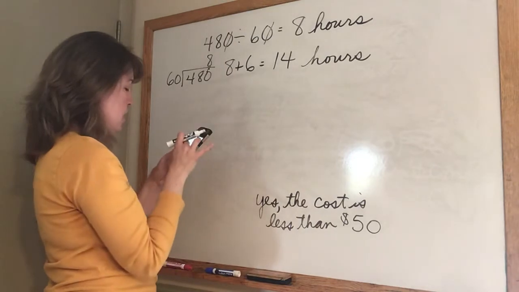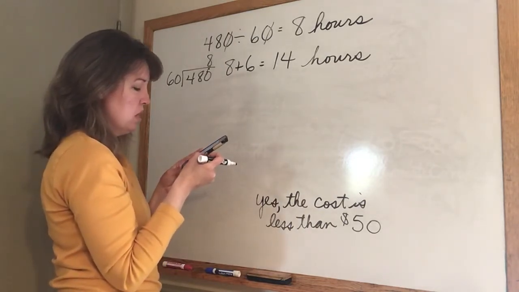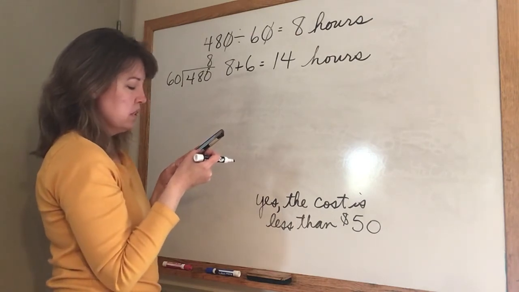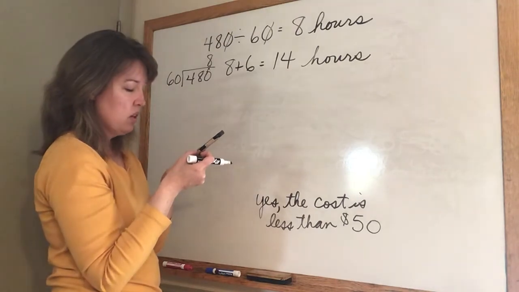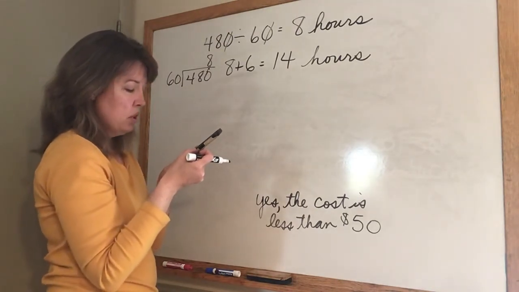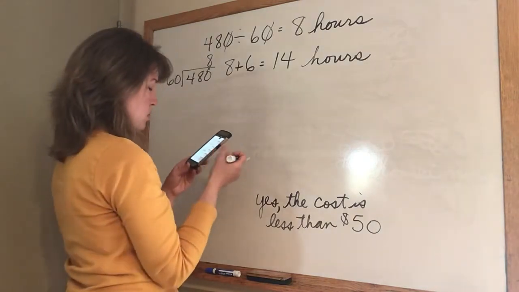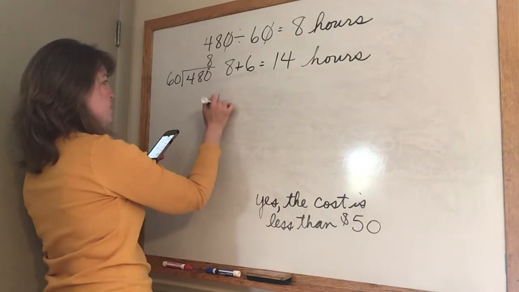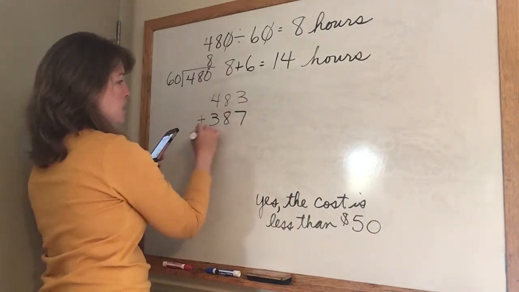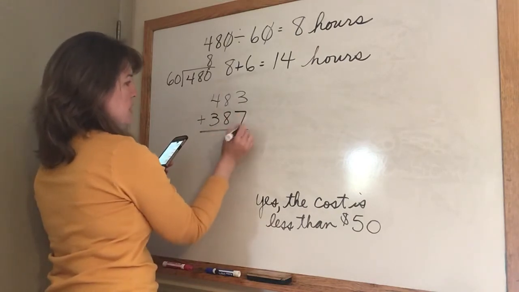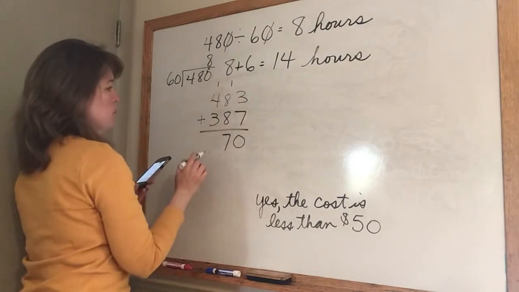And then the last one. Edward and his friend Josiah want to collect 1,000 baseball cards. Edward has 483 baseball cards. Josiah has 387 cards. How many more cards do they need to reach their goal? So let's find out how many they have together. 483 plus 387. 3 plus 7 is 10. 1 plus 8 plus 8 is 17. 1 plus 4 plus 3 is 8.